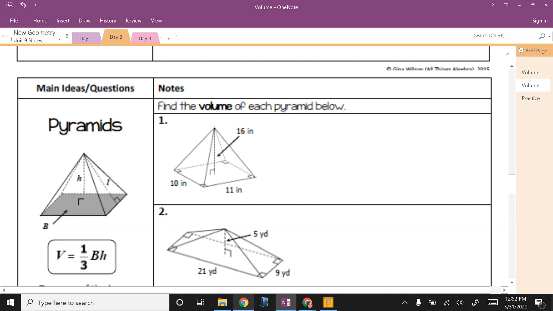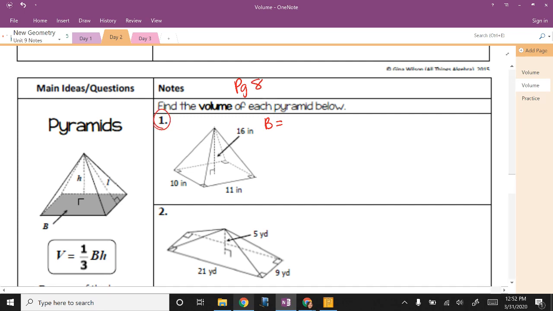And the volume of a pyramid is 1/3 times the base times the height. Now the base is the area of the base, which is going to be a rectangle in this one. Okay, so let's find that first, big B. So in case you don't know where I'm at, I'm on page 8 in the packet. I'm doing number 1 on page 8.